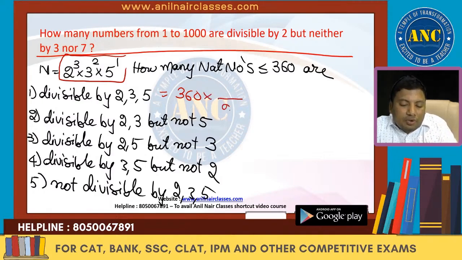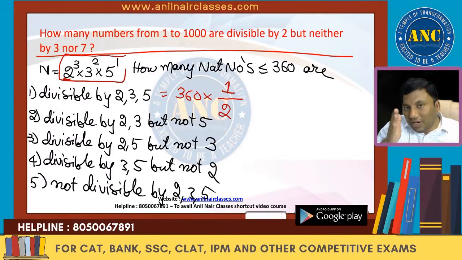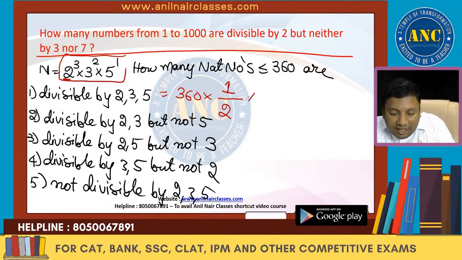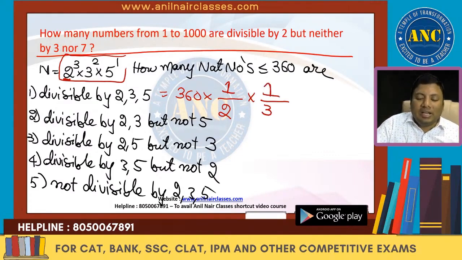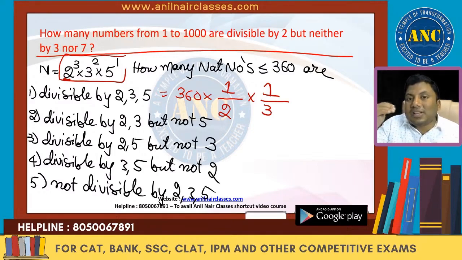For every 2 consecutive numbers, one number is definitely divisible. 360 into 1 by 2 is 180. I took all the even numbers because first it should be divisible by 2. For every 3 consecutive numbers, one number is divisible by 3. So after taking the even numbers, I took the numbers which are divisible by 3.